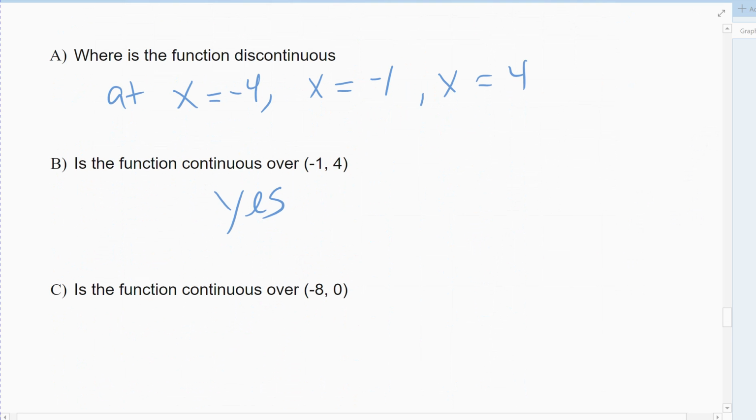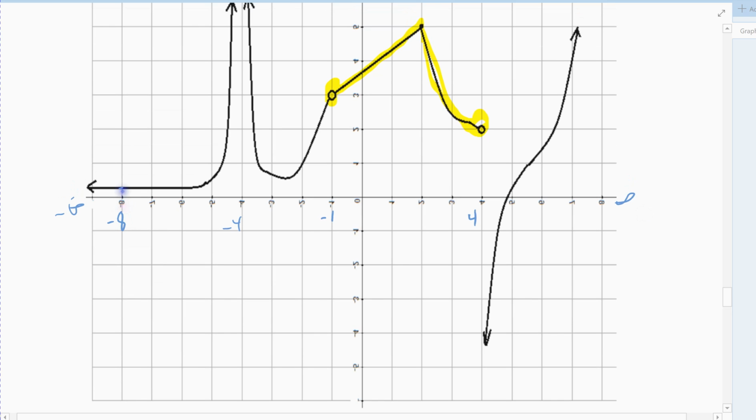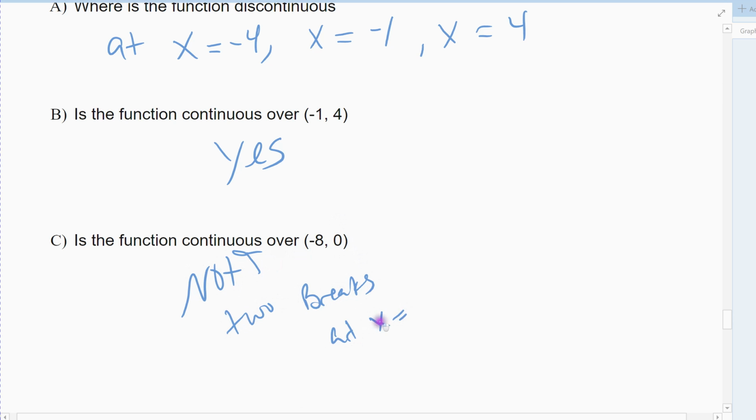All right, the second interval, negative 8 to 0. So I go up to my function and I look at negative 8. So negative 8 is here, and then 0 is here. Well, if I'm looking at that, there are actually 2 places it fails, right? It fails at negative 4 and negative 1. And so the answer to that is no. It is not continuous between negative 8 and 0. There are 2 breaks, at negative 4 and at negative 1. 2 breaks in continuity.